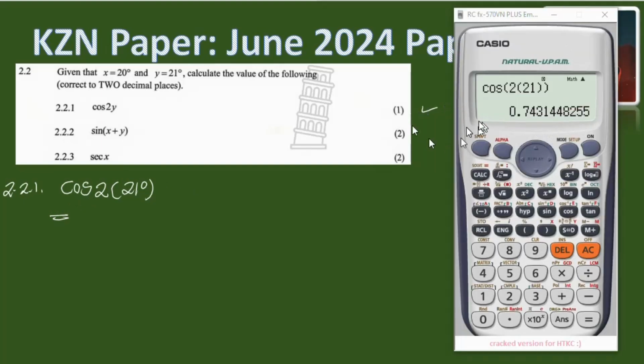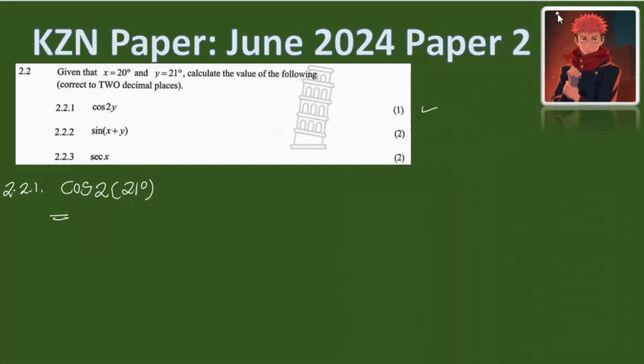If you look at my calculator, I placed it the way it is: cos, I have a 2, then an open bracket, 21, and I closed the bracket twice because the bracket was open 2 times. I'm getting 0.74 correct to 2 decimal places. So I'll work with that: 0.74. There goes your 1 mark. Easy, right?